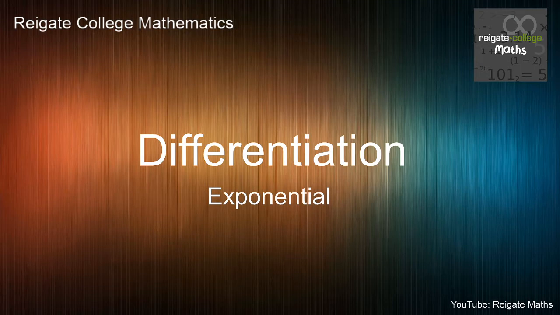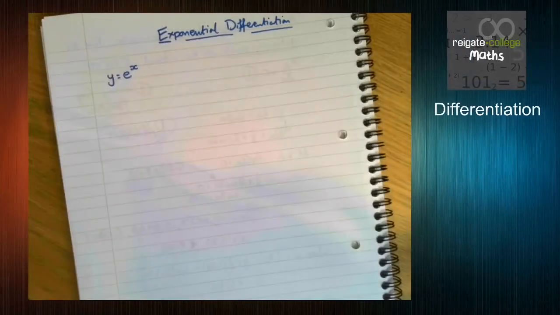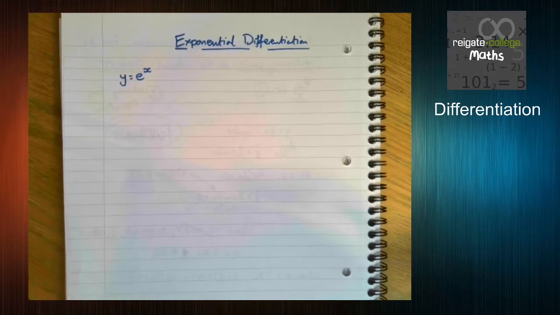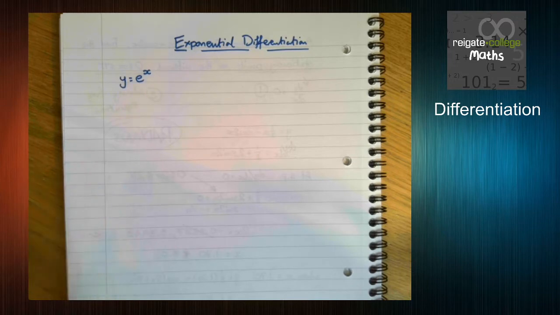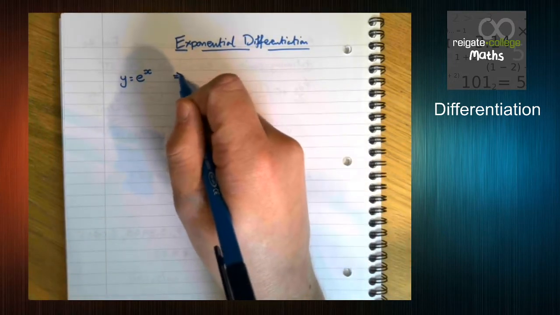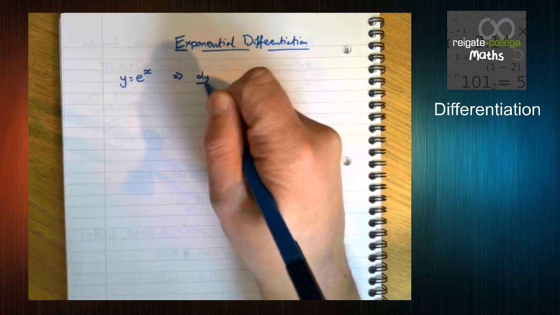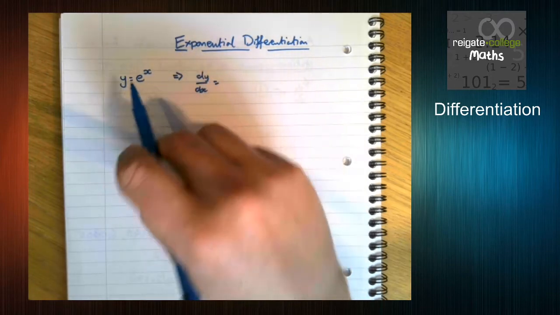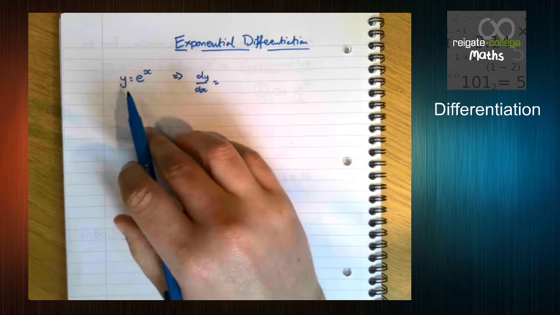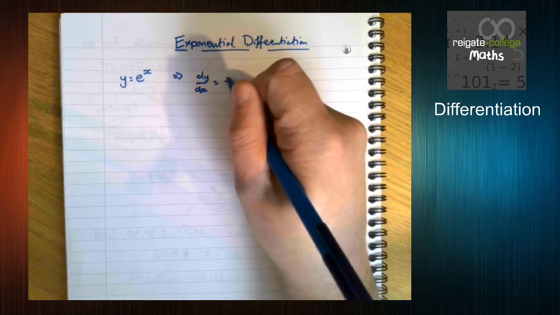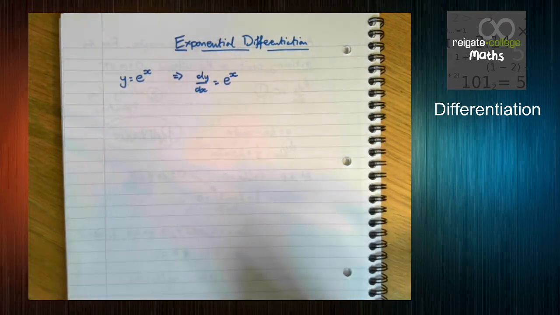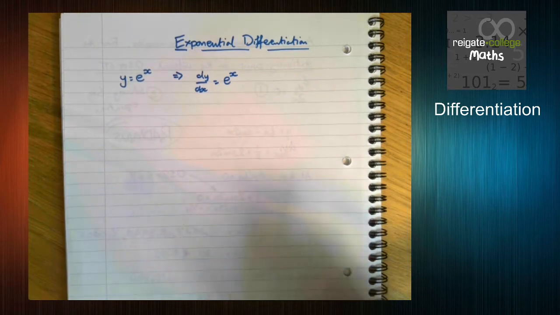What this video is going to focus on is looking at exponential differentiation. So, first off, looking at y equals e to the x and this kind of thing. This was covered in the first year content. So you should remember the point of this function is that the gradient is the same as the function at every single point.